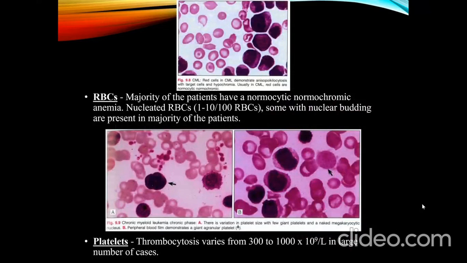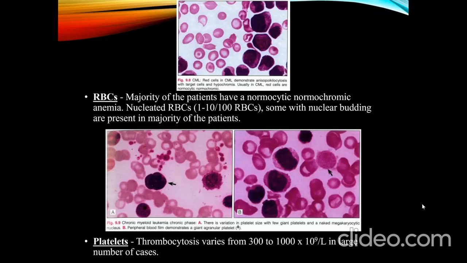Next up are the RBCs. Majority of the patients have normocytic normochromic anemia and nucleated RBCs, that is 1 to 10 per 100 RBCs. Some with nuclear budding are present in majority of the patients. We can see in the first picture here that the red cells demonstrate anisocytosis with target cells and hypochromia. But usually in CML, red cells are normocytic normochromic.